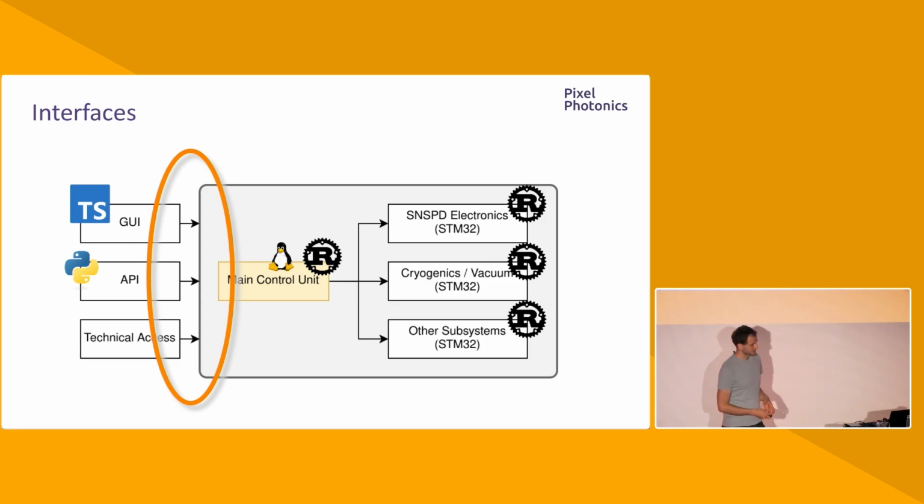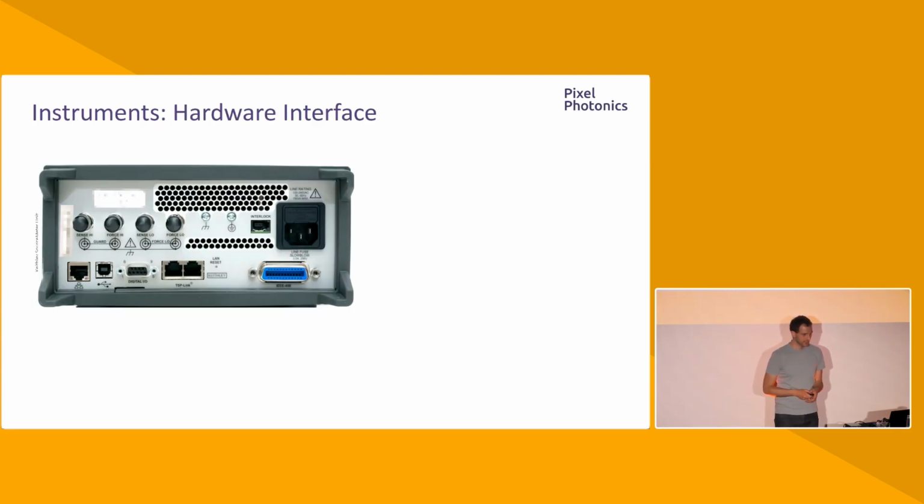Now let's turn to the interface between the user and our device. So the left part of this slide essentially. And if you look at a typical lab or scientific instrument, the backside, so this is not our device, this is a source meter unit from Keysight. It might look like this, and you might find a lot of familiar connections and maybe some unfamiliar ones.